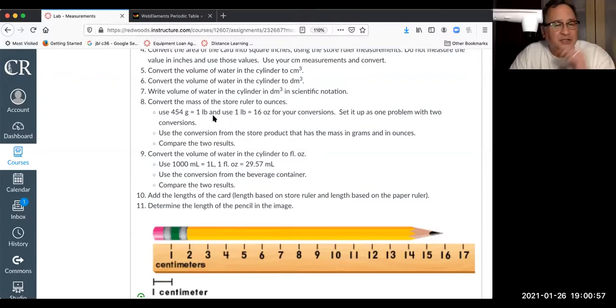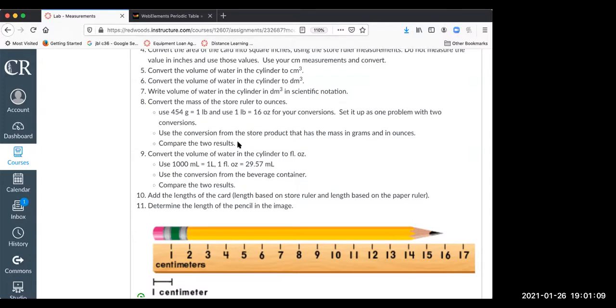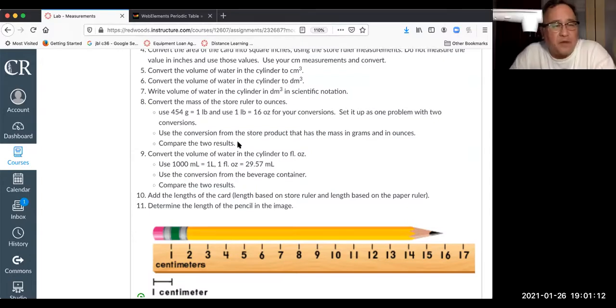So convert the mass of the store ruler to ounces using the above conversions and using what you found from your store product, right? Number 8. Yeah. So what I want you to find out there is that when you convert the mass of your store ruler to ounces, you're going to get a certain number. And when you use 454 grams is 1 pound and 1 pound is 16 ounces, you're going to get a particular answer. When you use the store product, you're going to get another particular answer. And when I ask you to compare the two, you should find out that they're very, very close together.